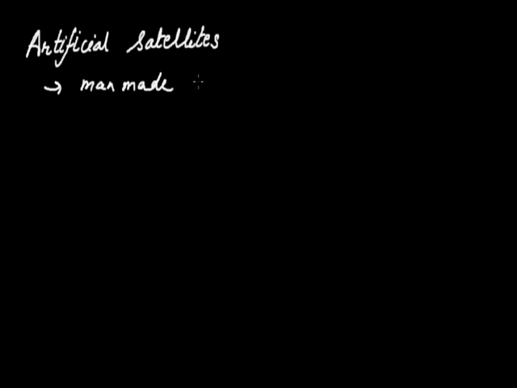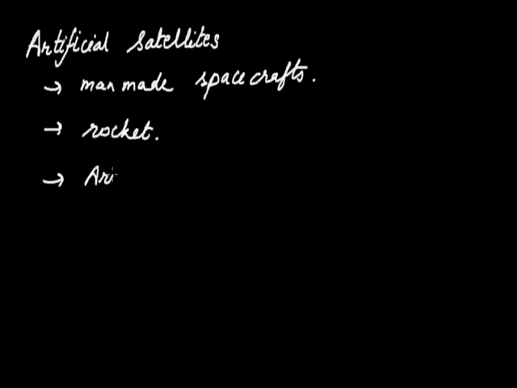Then the other satellites are also there, which are made by humans. We launch them and set them into orbit, and those satellites are known as artificial or man-made satellites. These artificial satellites are man-made spacecrafts. They are launched in a launching vehicle which is known as a rocket. We know that the first Indian satellite was Aryabhata.